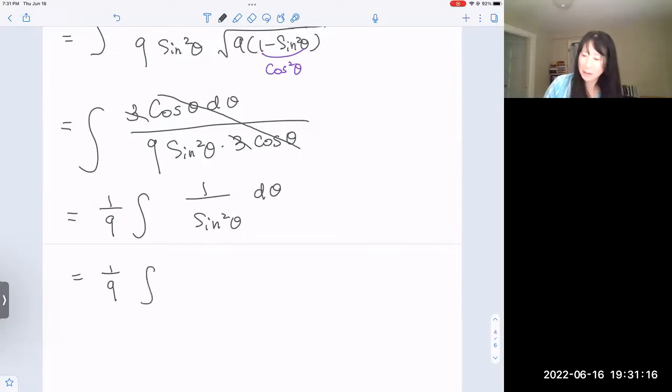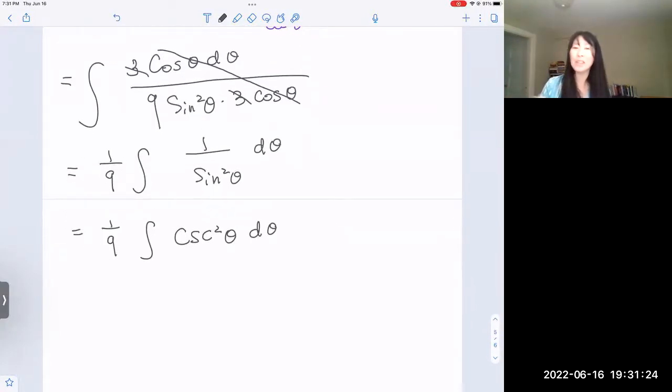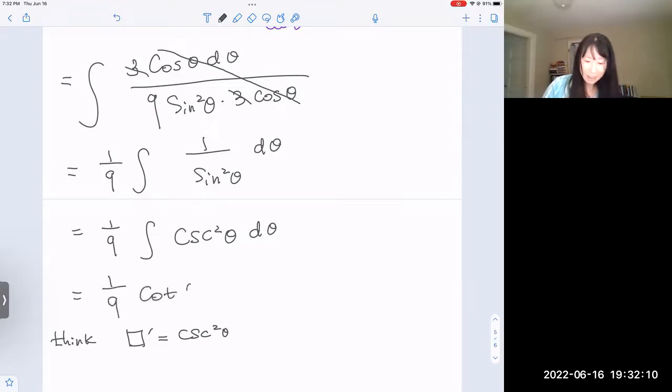So 1 over sine squared theta, how do we express it as another trig function? Cosecant squared? All right. Now, what's the antiderivative of cosecant squared theta? I'm not telling you. You have to know. Think. What's the derivative that makes cosecant squared? It's negative cotangent. Cotangent, yeah. So cotangent theta plus C.